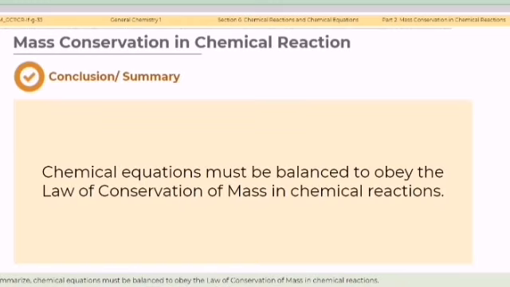To summarize, chemical equations must be balanced to obey the law of conservation of mass in chemical reactions.